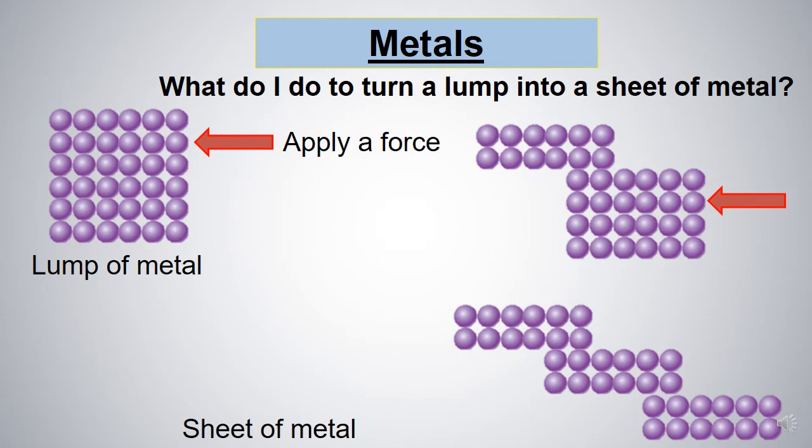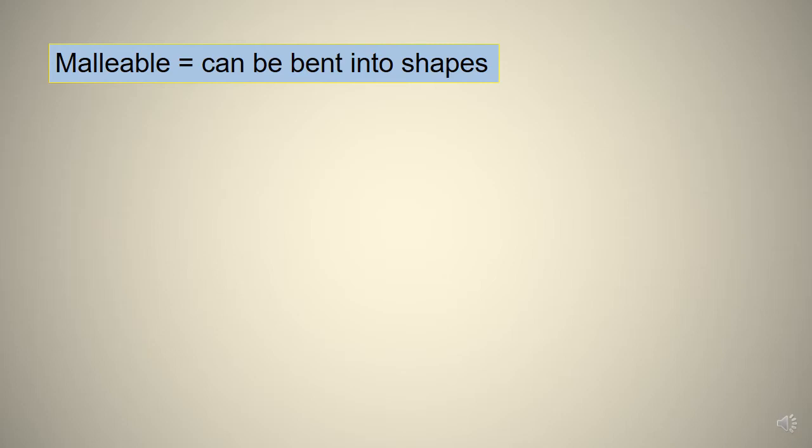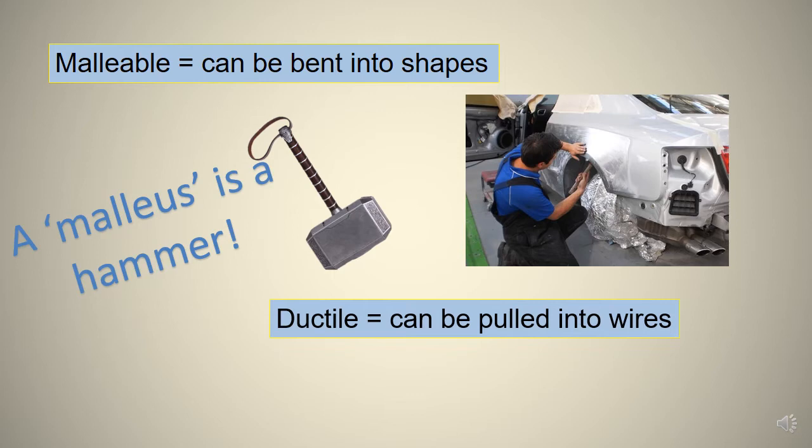Eventually, if I keep changing this force, maybe I'm striking it with a hammer, which is where it gets its name from, malleable, then I'm able to beat it into a sheet of metal. So, malleable means it can be bent into shapes. The old word, malleus, simply means a hammer, and this is where the word malleable comes from. The other word is ductile. Metals are ductile, which means they can be pulled into wires.